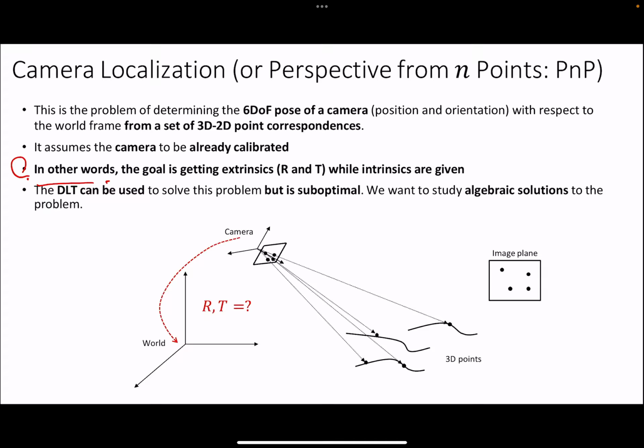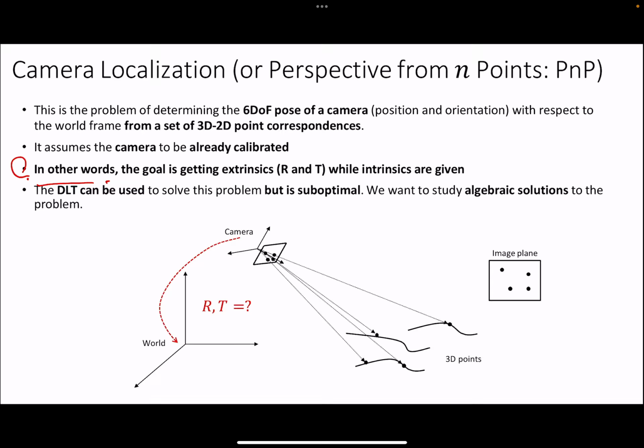So it's like a subset of camera calibration. Getting both intrinsic and extrinsic was the goal of camera calibration, but camera localization only gets camera extrinsic, while intrinsic is given.